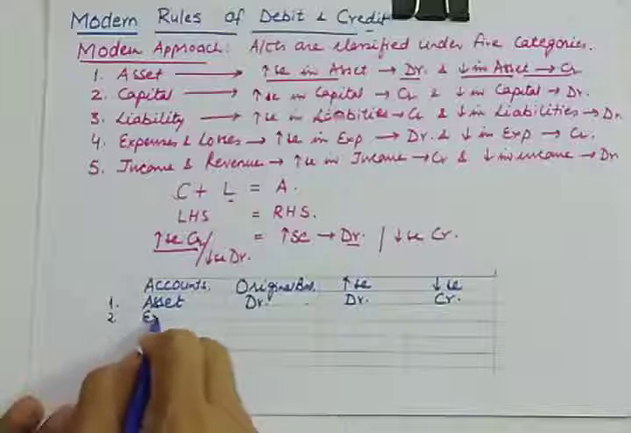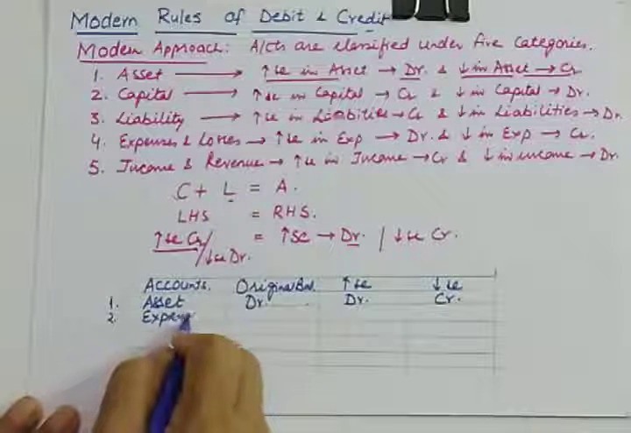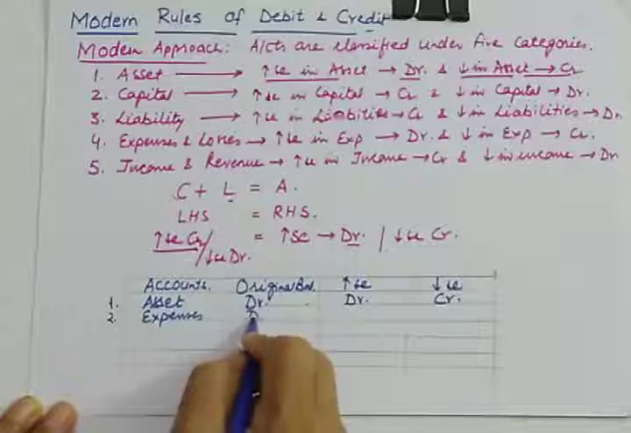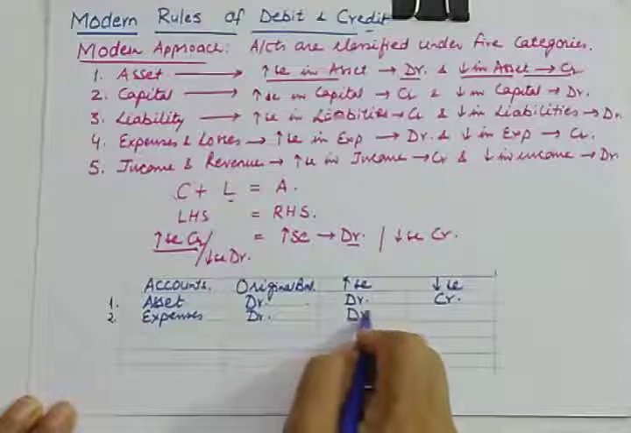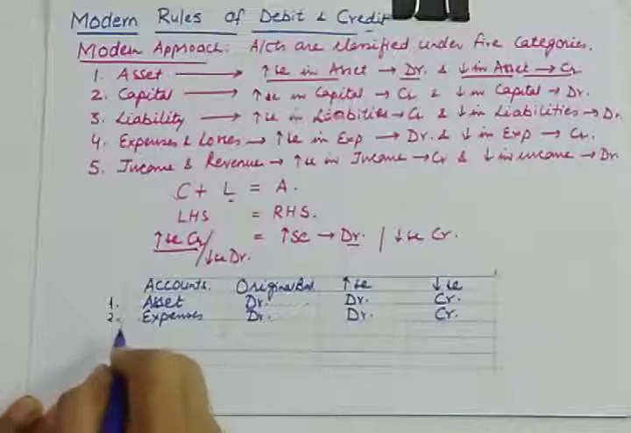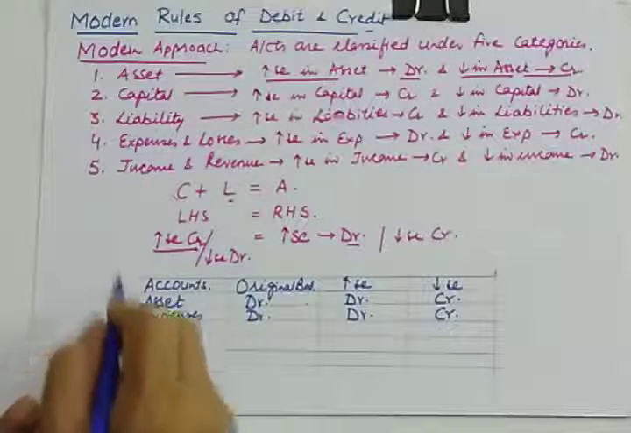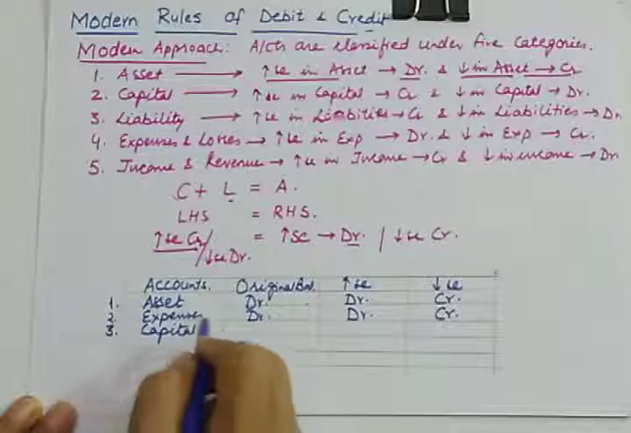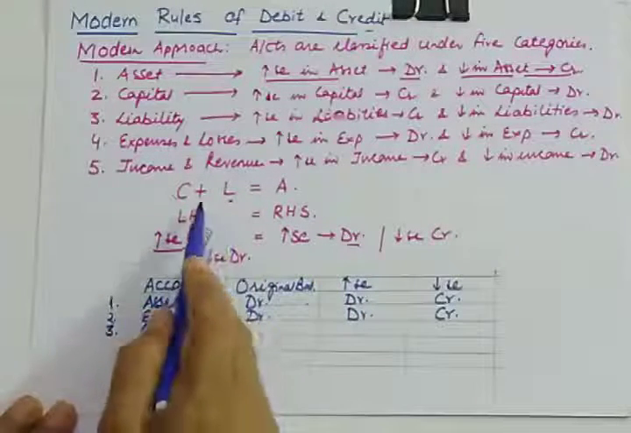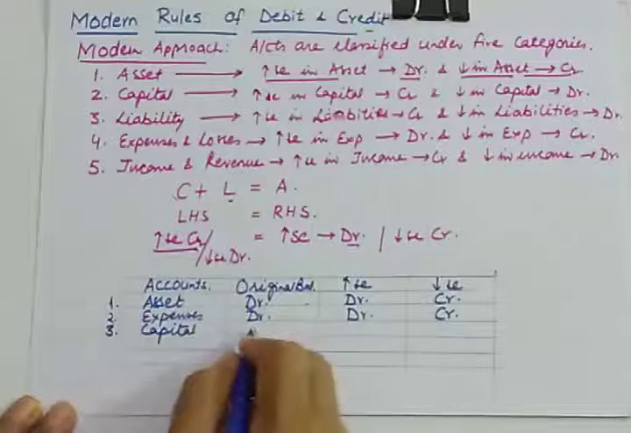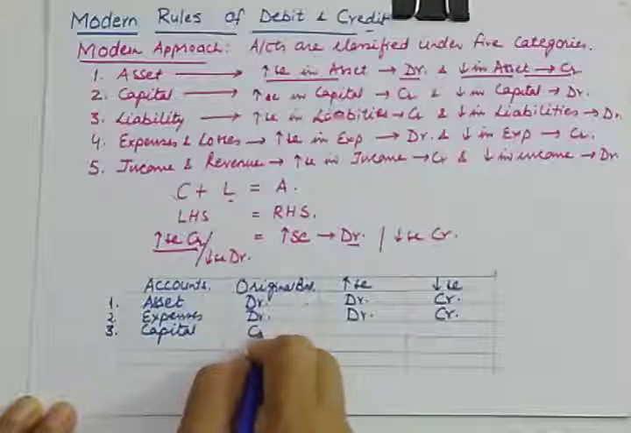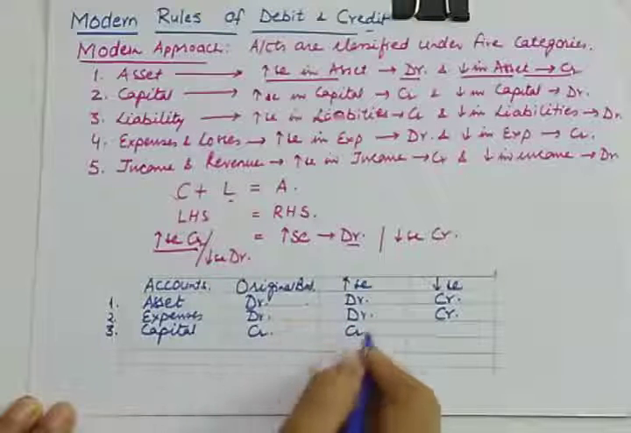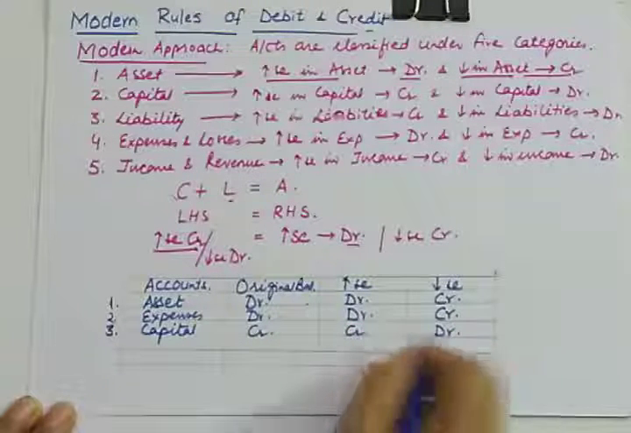Next, let us write the items of similar nature. So same for assets and expense. Here it will be debited: original debit, increase debit and decrease credit. So the third rule is for capital. Now capital is written on the left hand side, so just the opposite rule will be applicable here. It has a credit balance, and increase means the same sign, credit, and decrease debit.